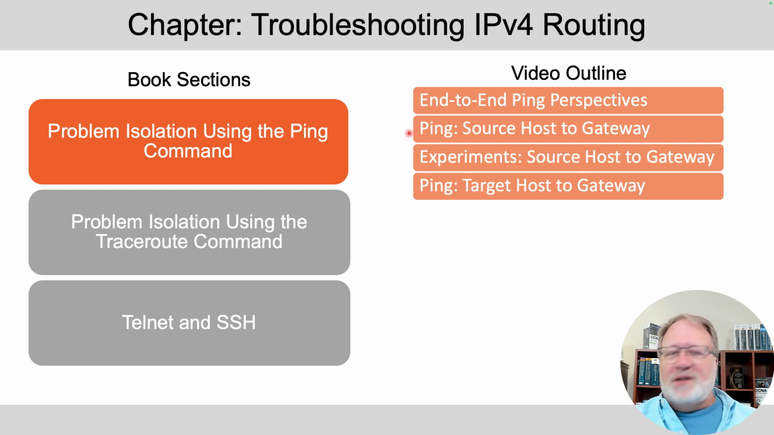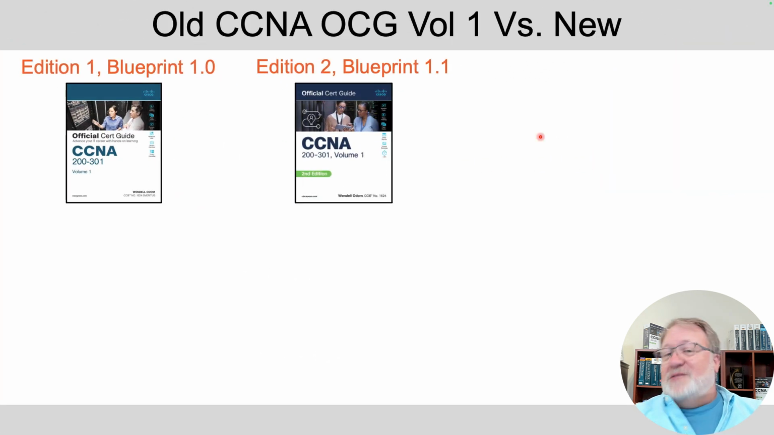Then we'll do some experiments with different options of what you could do from that client computer, from the source host, as I call it, to the gateway. Then I'll show you some experiments where I purposely break something in Packet Tracer, and you could download the Packet Tracer file and try it for yourself. And then I'll reverse the logic and talk about the target host, the one you originally pinged, and its perspective on all of this.